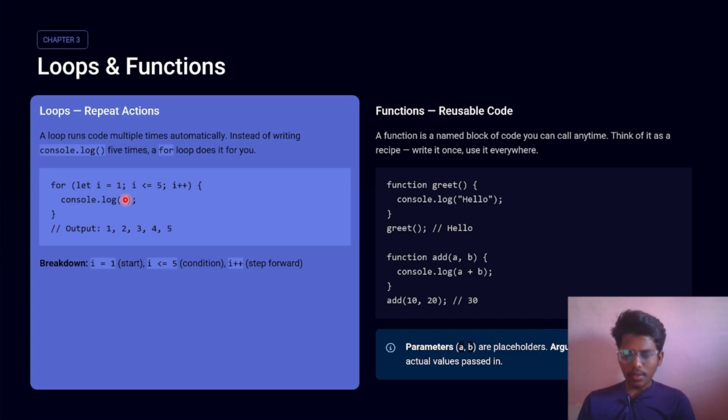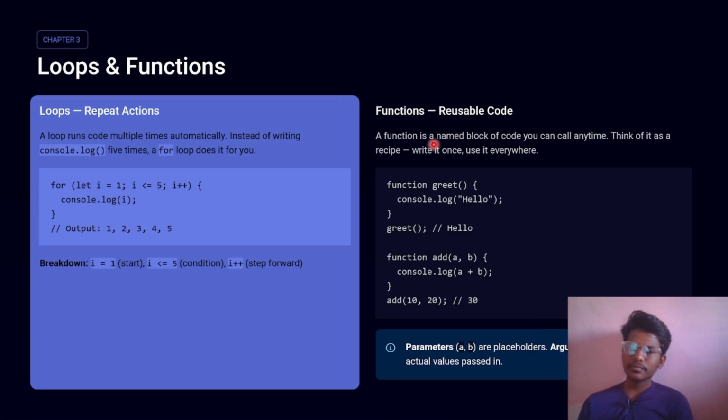At the last one, when the value reaches 5, i is less than or equal to 5, then i++. Then the condition fails and the loop will end. When the loop ends, it comes outside of the loop. Okay, like that, the process continues and the output will be printed like this: 1, 2, 3, 4, 5. Okay, this is about loops.